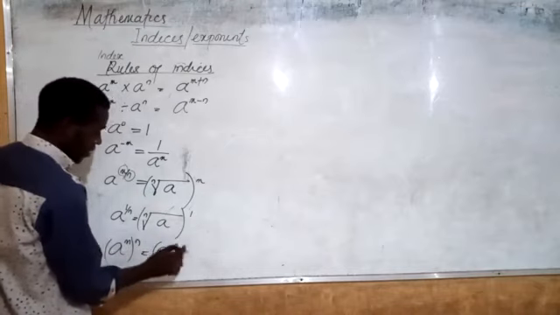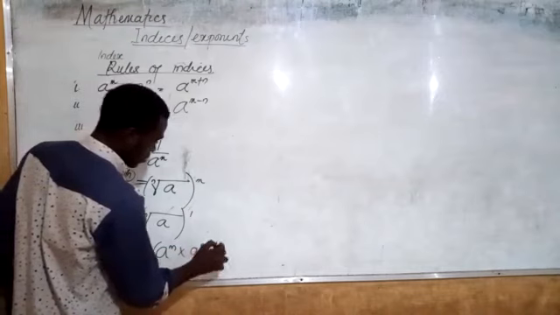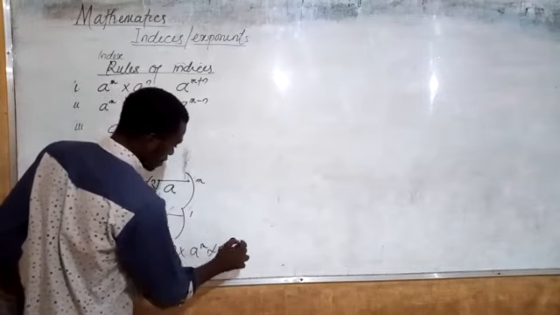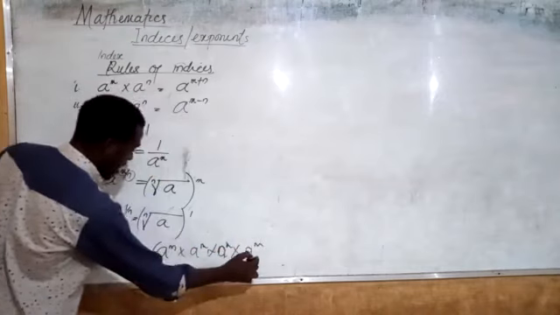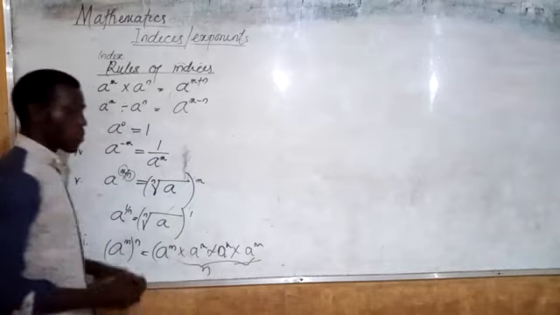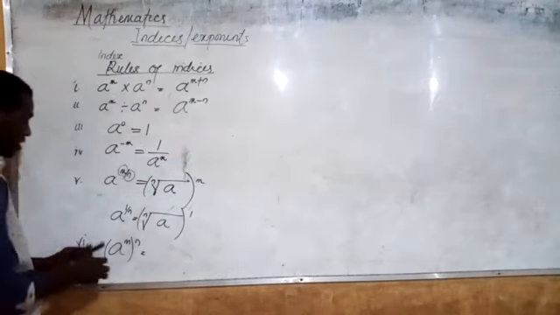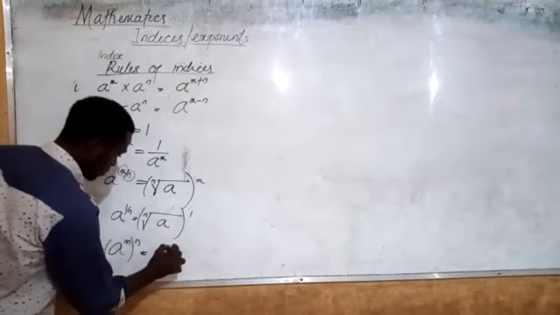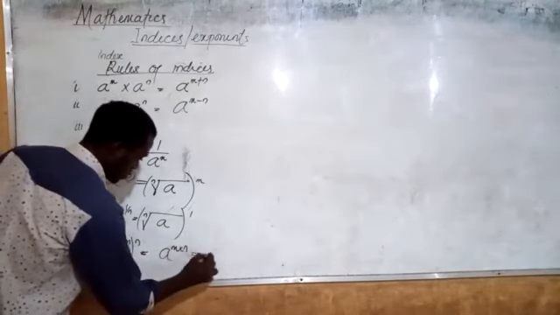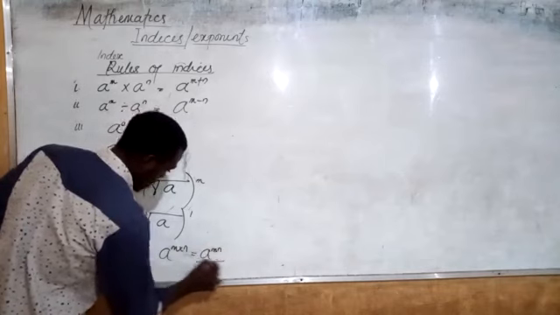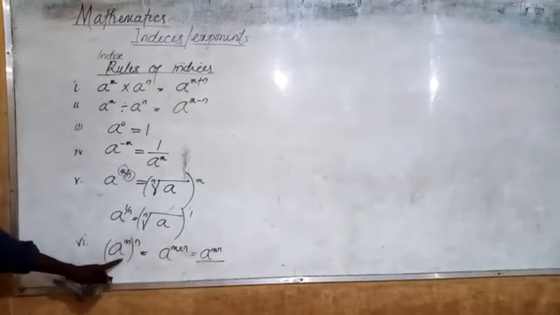So it's saying that a^m times a^m times a^m, and so on, n number of times. Alright, so how do we simplify this then? Now it's simply saying that a raised to the power m times n. Alright, so that is the understanding of this.